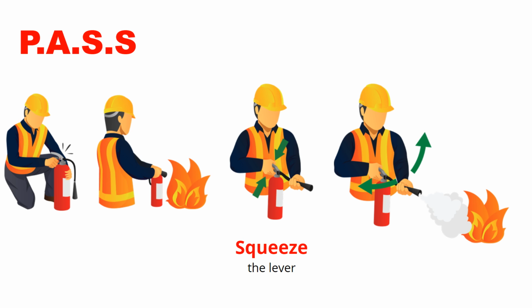Squeeze the top handle or lever. This depresses a button that releases the pressurized extinguishing agent in the extinguisher. Sweep from side to side until the fire is completely out. Start using the extinguisher from a safe distance away, then move forward. Once the fire is out, keep an eye on the area in case it reignites.